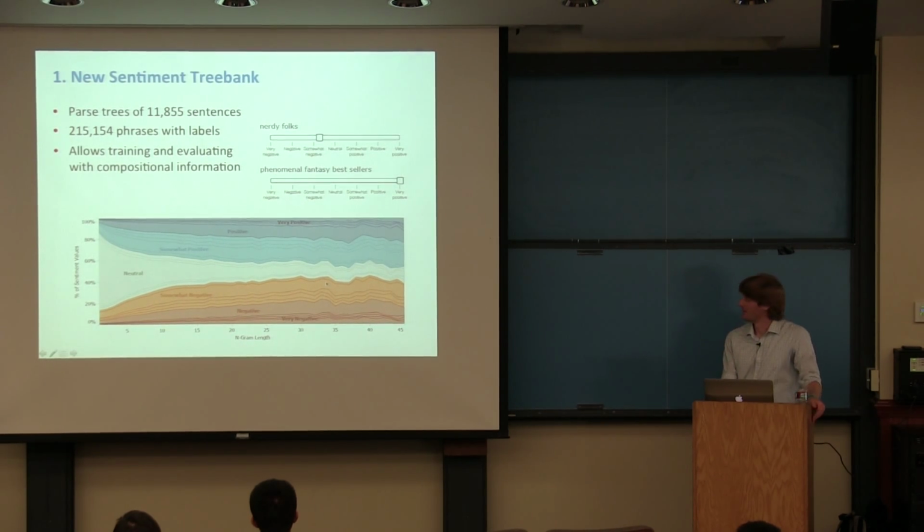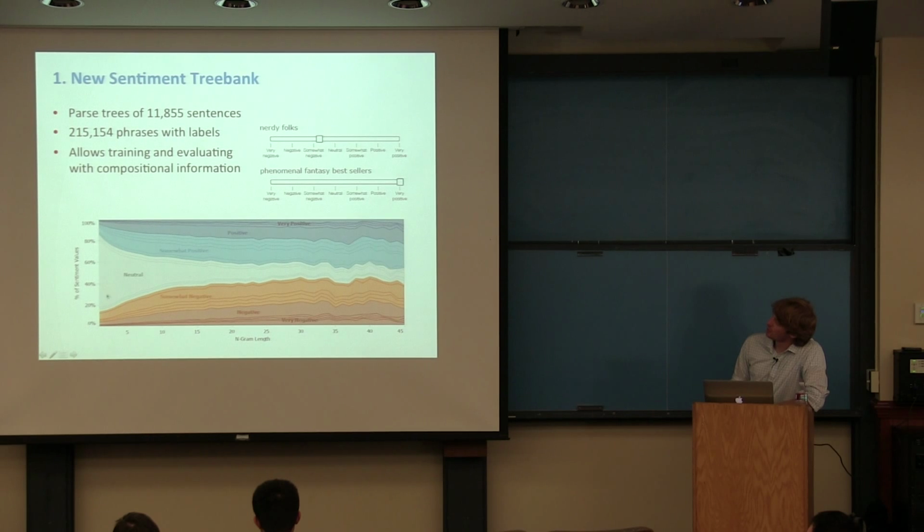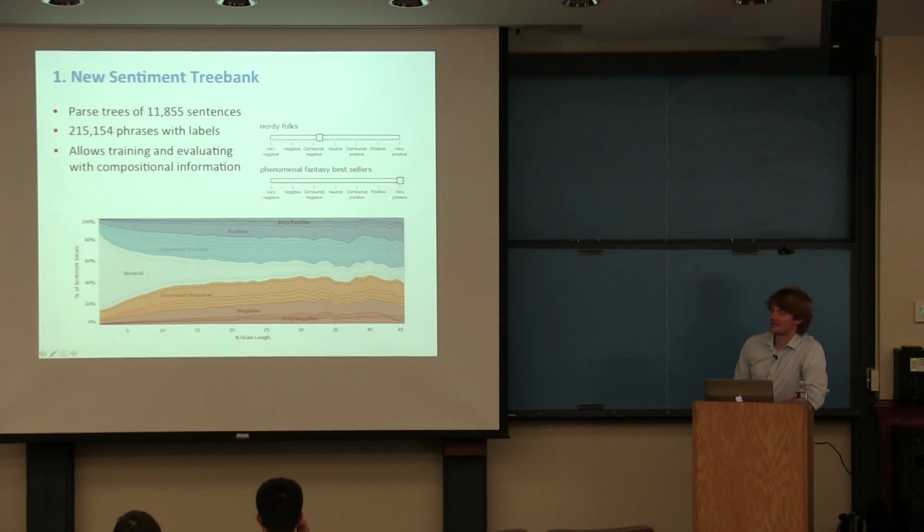And here we have a very nice visualization by one of the co-authors of this paper, Jason Chuang, who visualized for different n-gram lengths the distribution over labels. We notice that for single words, so an n-gram length of 1, most words are actually neutral, and you have a few very positive words like awesome, fantastic, wonderful, and a few very negative ones. Then on this particular data set, as you get to longer and longer n-grams, you have more composition that generates the sentiment.